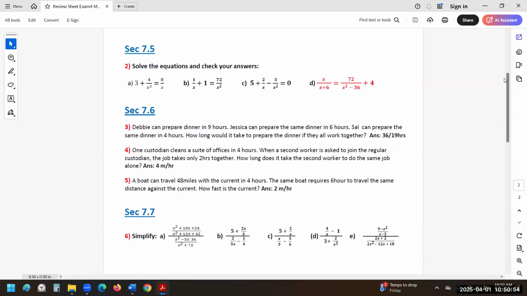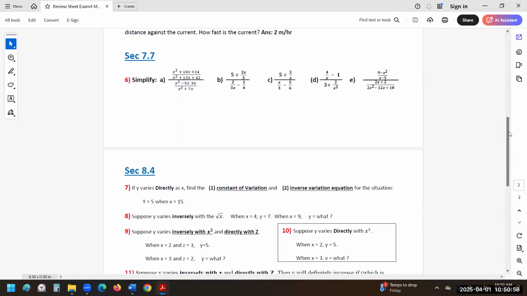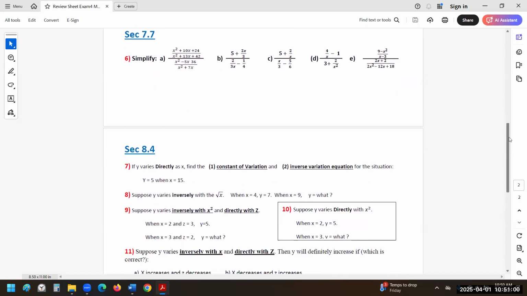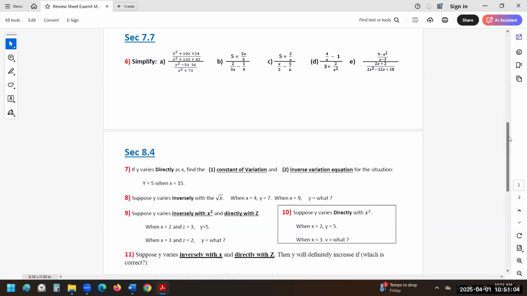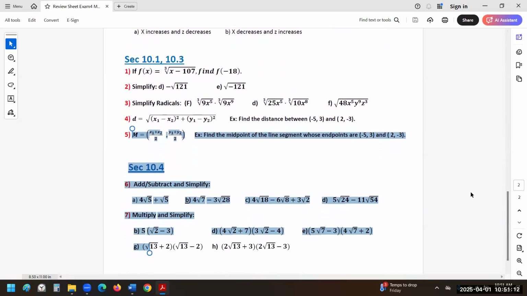We are actually done with almost all of chapter 7. We did 7.3, 4, 5, 6. Today we're going to do 7.7 and 8.4. They are short sections, so most likely we'll be able to finish them today. If we can, then on Thursday we're going to start chapter 10. Chapter 10 is all about radicals, so you're going to learn more exponent rules. Not exponent rules, but applying the exponent rules to simplify things.